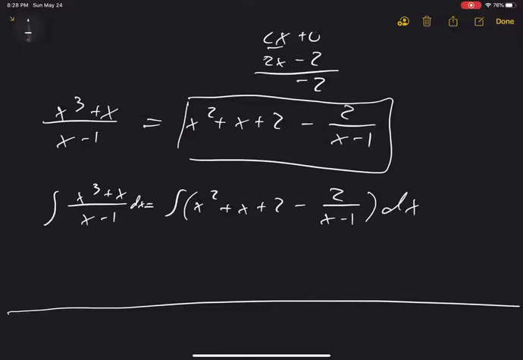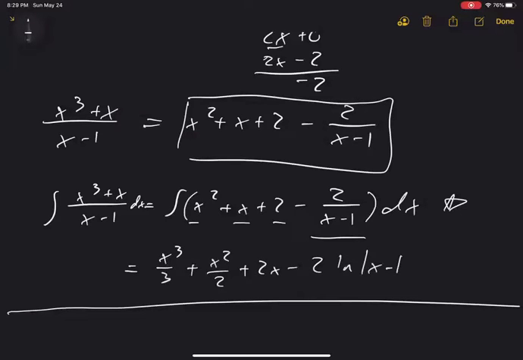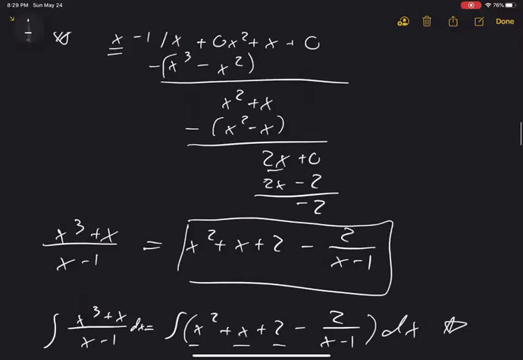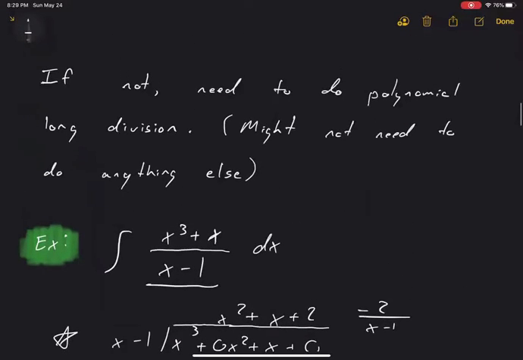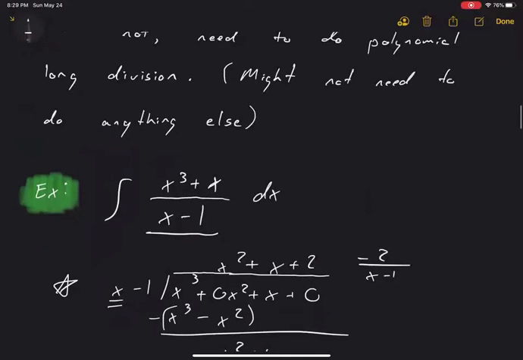Now, the good thing about this right side is that everything here is easy to integrate, right? I can integrate x squared, x, 2, and then what is this integral? Well, that's just going to be an ln integral. It's going to be 2 ln of x minus 1. So I know the antiderivative of all this stuff. All right, so I'm done. So sometimes all I need to do is polynomial long division. It worked out nicely in this case.